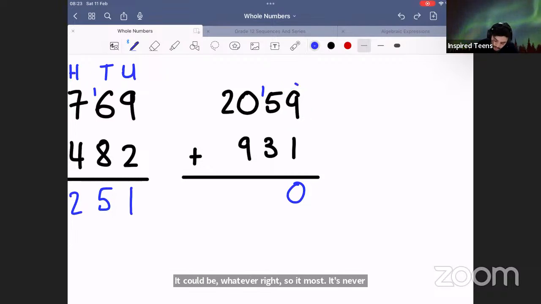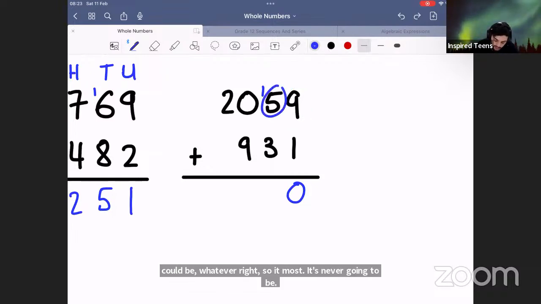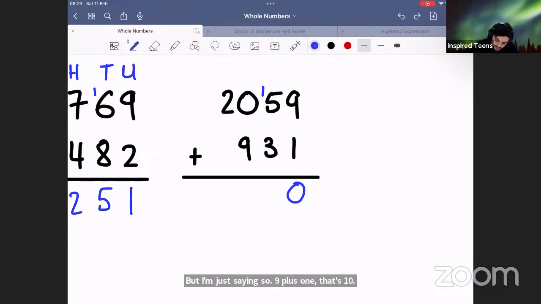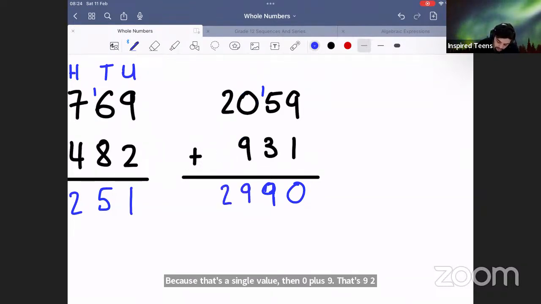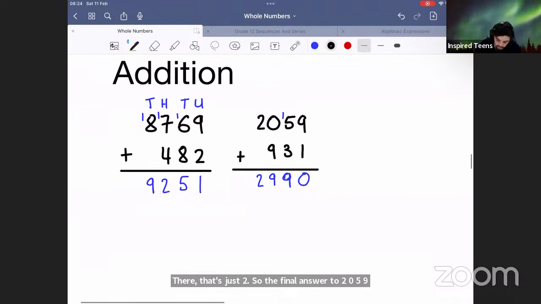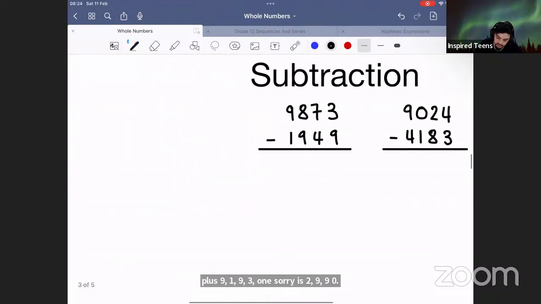So 9 plus 1, that's 10. Then we have 5 plus 1, which is 6, plus 3. That gives us 9. Nothing to carry over because that's a single value. Then 0 plus 9, that's 9. 2 plus 0, because there's no value there, that's just 2. So the final answer to 2059 plus 931 is 2990. Okay, so that's our revision of addition using columns done.